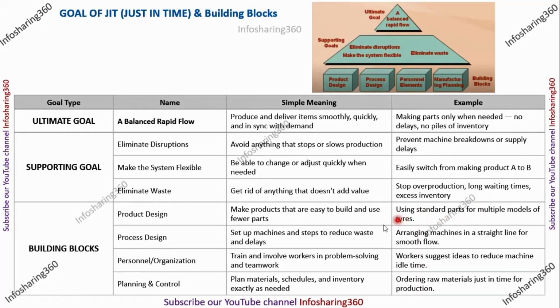Four building blocks execute this strategy. One, product design, for example, using standard parts across products like one screw for multiple devices. Two, process design. This involves arranging machines in straight lines for smooth movement. Three, personnel organization, where we train workers to solve problems daily. Four, planning and control, meaning scheduling materials to arrive exactly when needed.